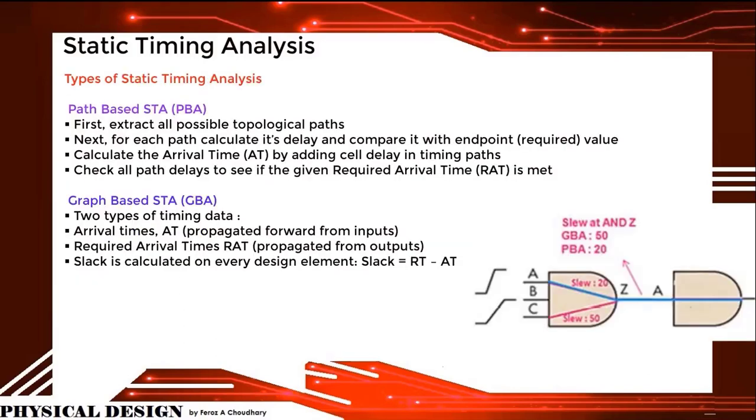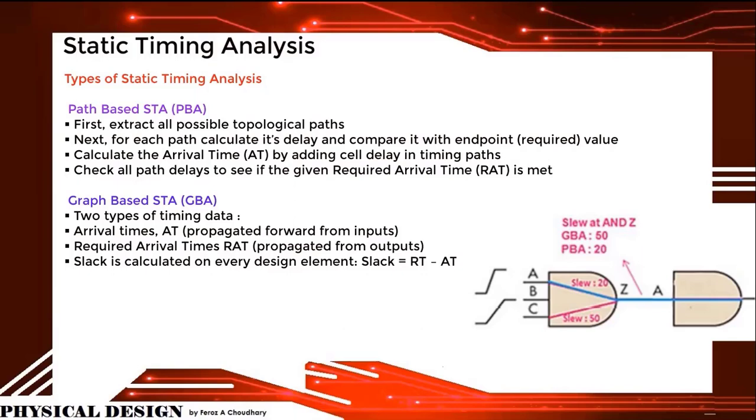Types of static timing analysis. Path-based STA: first, extract all possible topological paths. Next, for each path, calculate its delay and compare it with the endpoint required value. Calculate the arrival time, AT, by adding cell delays in the timing path. Check all path delays to see if the given required arrival time is met.